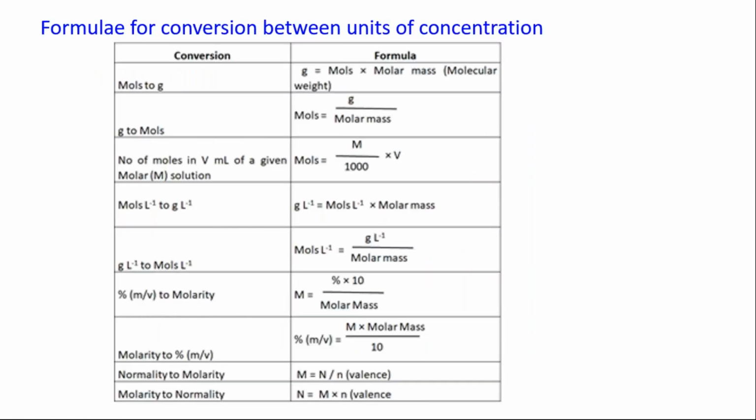So these are formulas which you can use for conversion between units: how to convert moles to grams and grams to moles, number of moles in V milliliters, moles per liter to grams per liter, grams per liter to moles per liter. You should know all these, and percent solution to molarity, molarity to percent solution, normality to molarity, and molarity to normality. You need to know interconversions between all the units that I have discussed in these slides.